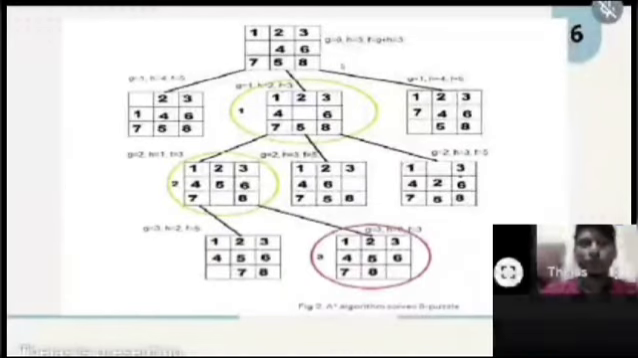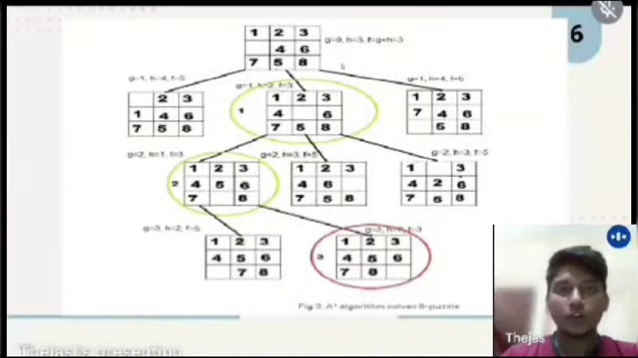As Rahul said, the basic heuristic here is the number of tiles displaced from their original position. So let's solve a problem. The initial state of the problem looks like this: 1, 2, 3, blank, 4, 6, 7, 5, 8. The blank space here can be moved up, right, or down.